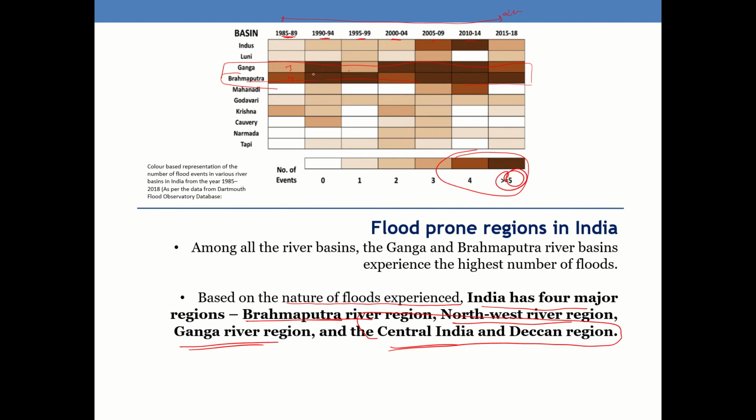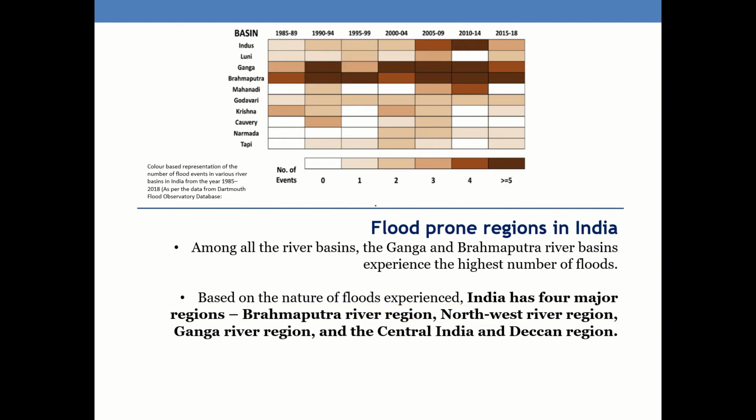More than one event across this time period, especially in the Gangetic and Brahmaputra river basins. So the number of events that you see is more than 5, which means 5 events have been recorded during this period.